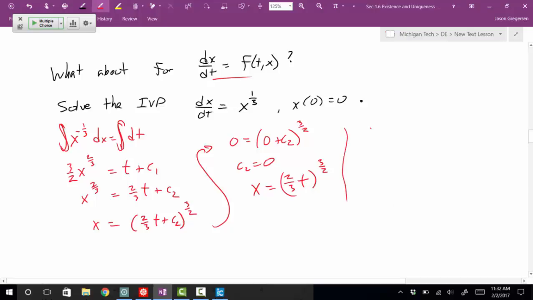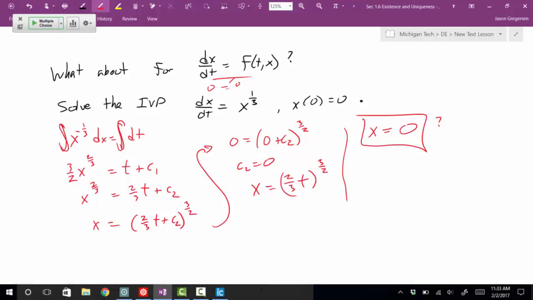But what about this? x equals 0 is a function. There's a line that represents x equals 0. Is that a possible solution to our differential equation? If I said let x equals 0, what would the derivative of x be? 0. If I plug that into my differential equation, I would get 0 equals 0. Check. It satisfies the differential equation. Does it satisfy the initial condition? If I plug t equals 0 into my function x equals 0, do I get x equals 0? I do. This is a solution to that initial value problem.